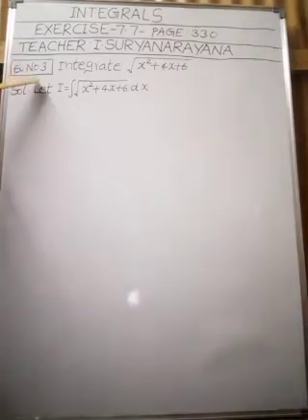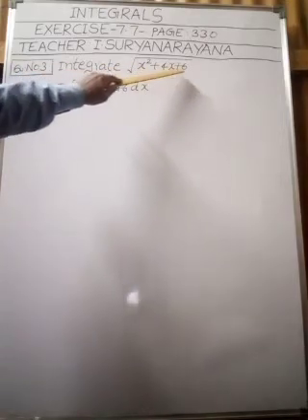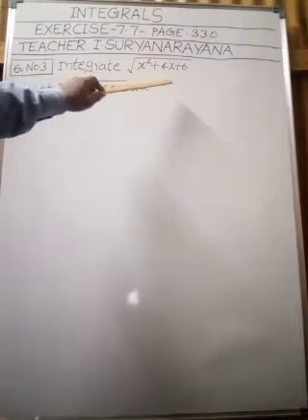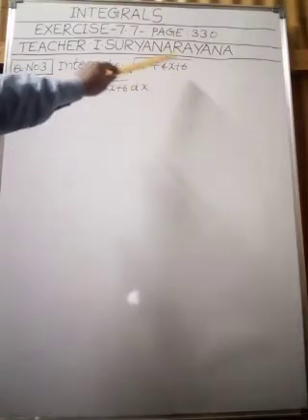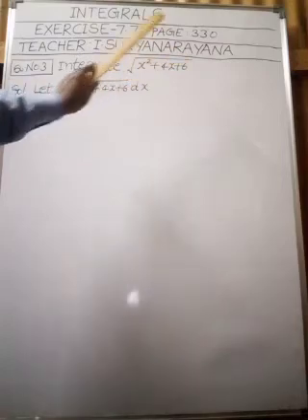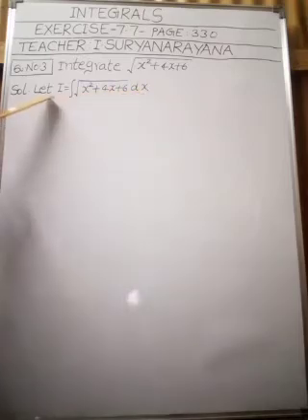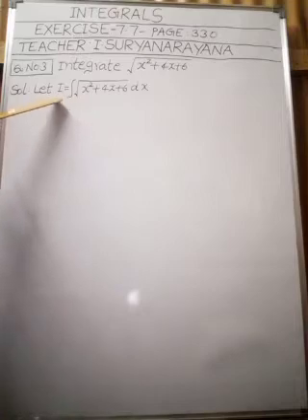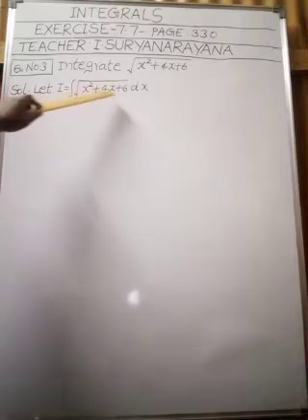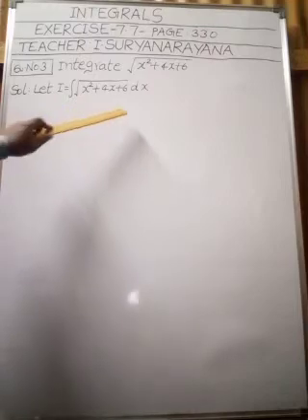Now come to the next question, third question. Integrate square root of x square plus 4x plus 6. Understood this question, my children? We have to find the integral of this function. Okay, my children? Right. Come to the solution part. Let us assume that capital letter I is equal to integral square root of x square plus 4x plus 6 dx. This is the first step. For every question in integrals, first we assume that the given integral is equal to capital letter I. Understood this step, my children?